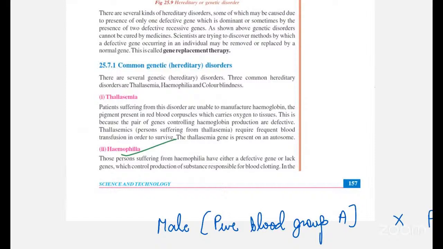So we have the first disease called thalassemia. So I request David to please read in your beautiful voice.